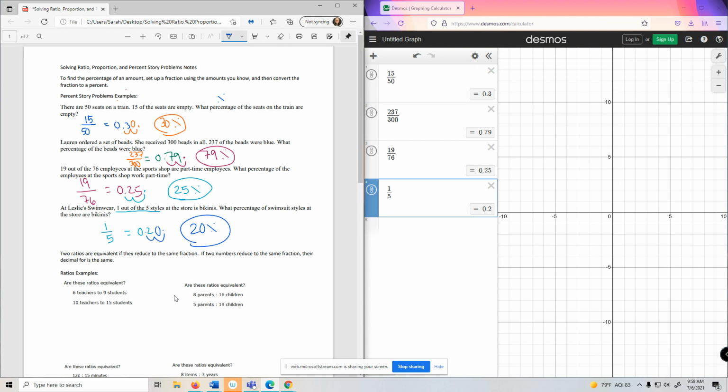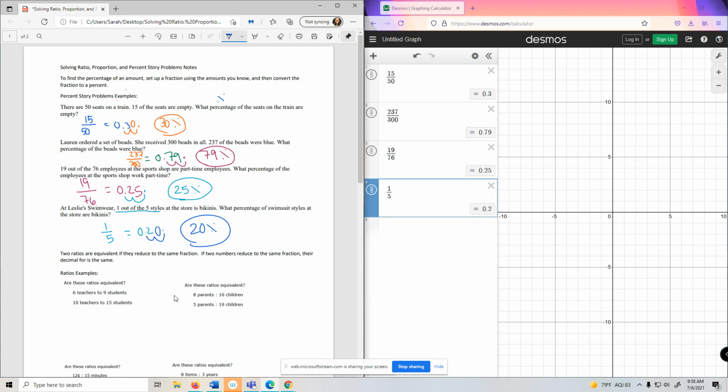The next thing we're going to look at are ratios. 2 ratios are equivalent if they reduce to the same fraction. So ratios can be written a few different ways. They can be written as a fraction, they can be written with the word "to," or they can be written with a colon. All of those mean the same idea. So the way we can tell if 2 ratios are equivalent is they reduce to the same fraction. If you're good at reducing fractions by hand, that works really well. Another way to do this with a calculator is to see if the 2 fractions have the same decimal form. If 2 fractions have the same decimal form, they also reduce to the same fraction.